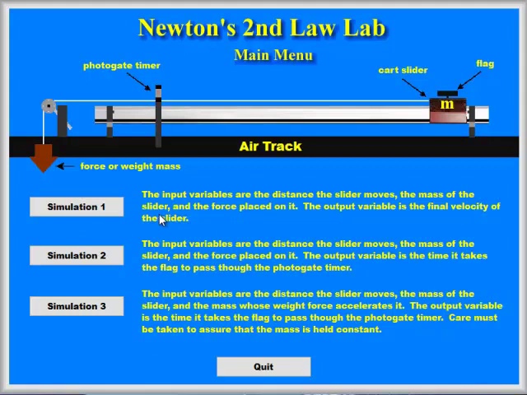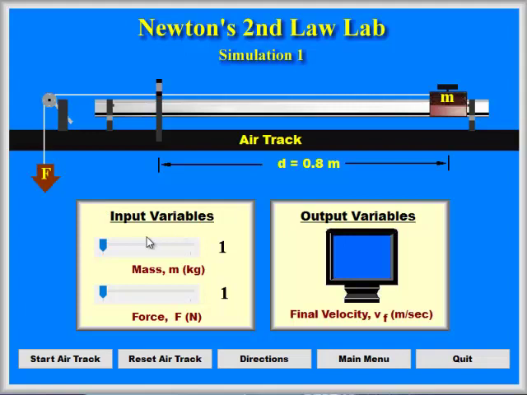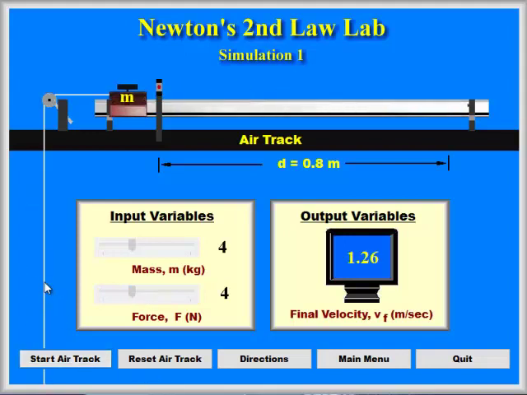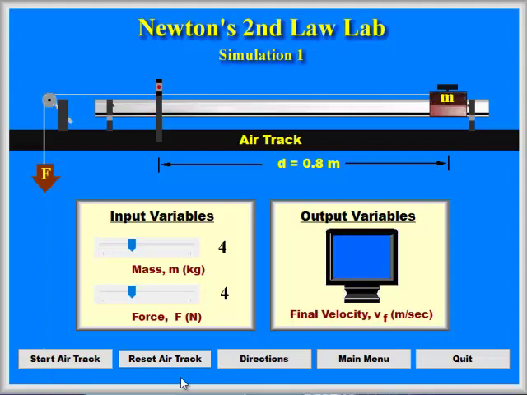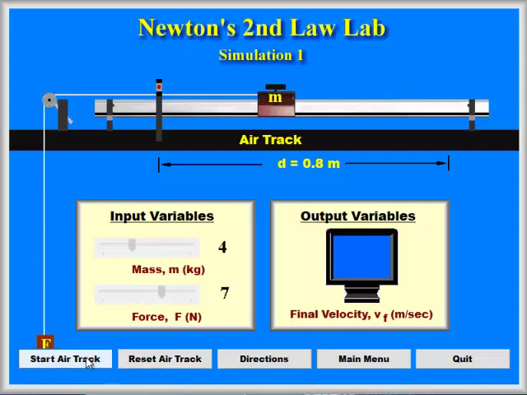Running the experiment, just like in the real world, is pretty simplistic. You're going to choose a value for the mass and the force, and you're going to start the air track, and you're going to read, in this case, the final velocity. Reset the air track, change your variables, start the air track.